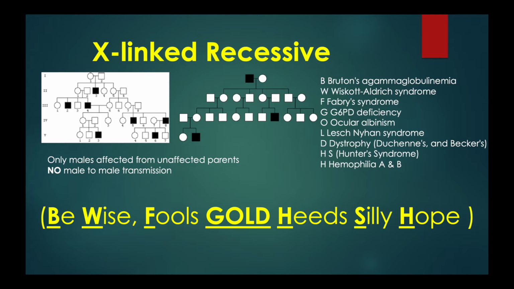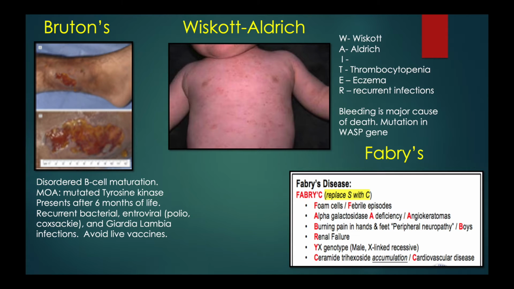So going through these, Bruton's, a disorder of the B-cell maturation, mutated tyrosine kinase, okay? Six months of age is when it becomes most prevalent, because that's when the mom's passive immunity starts to subside. Wiskott-Aldrich, you just got to know the acronym WATER, and so you'll get that thrombocytopenia. So anytime a kid has low platelets, you got to be thinking that, recurrent infections.